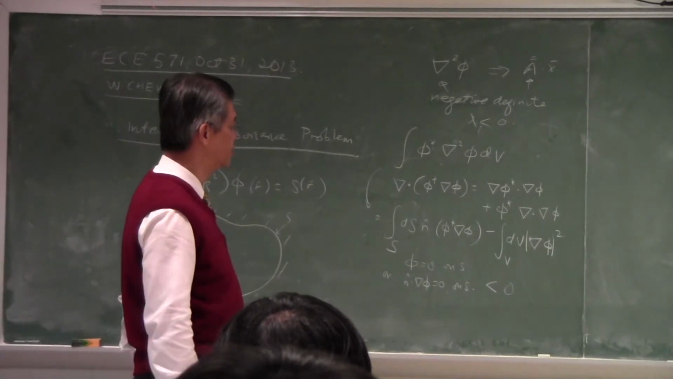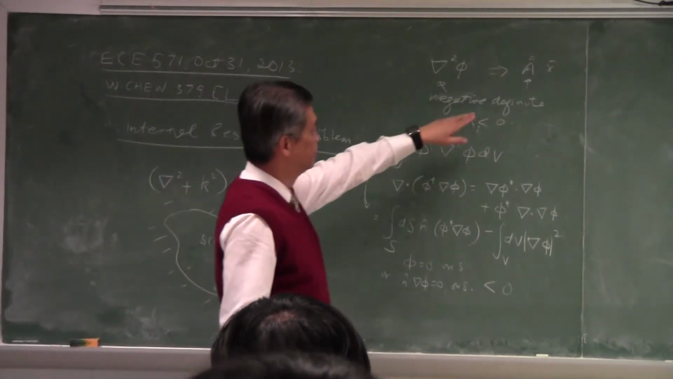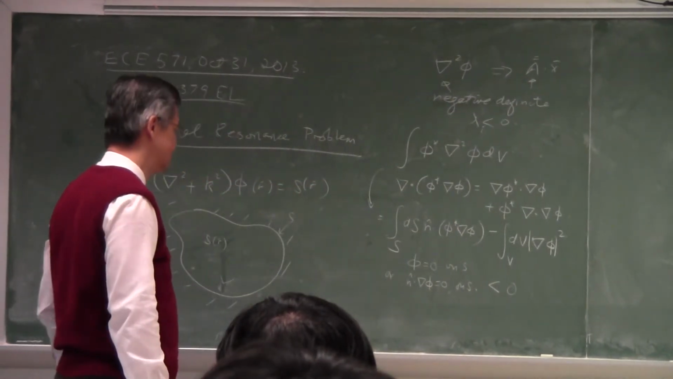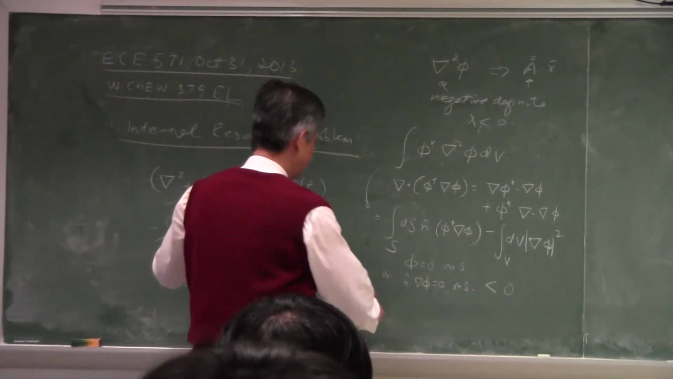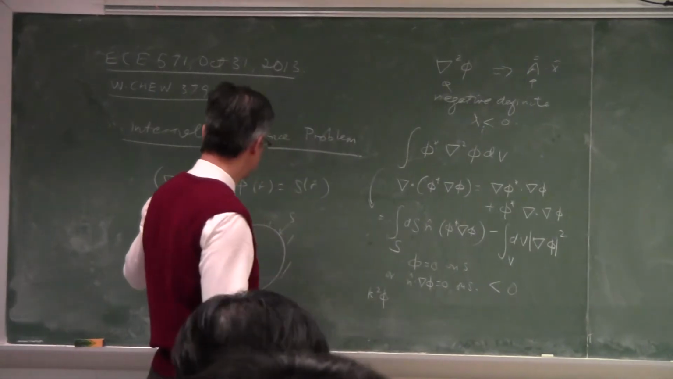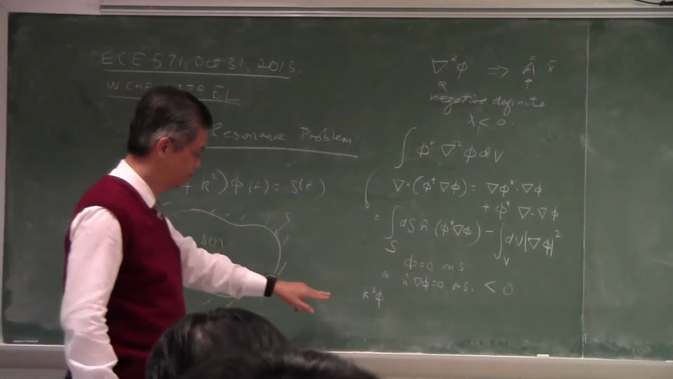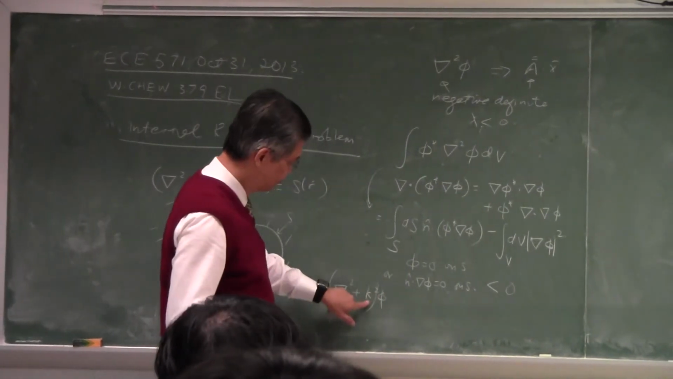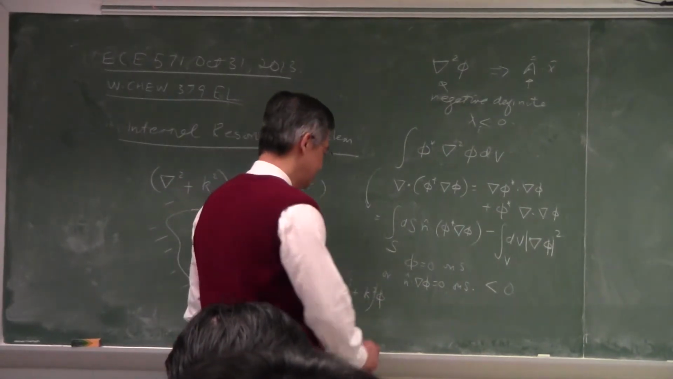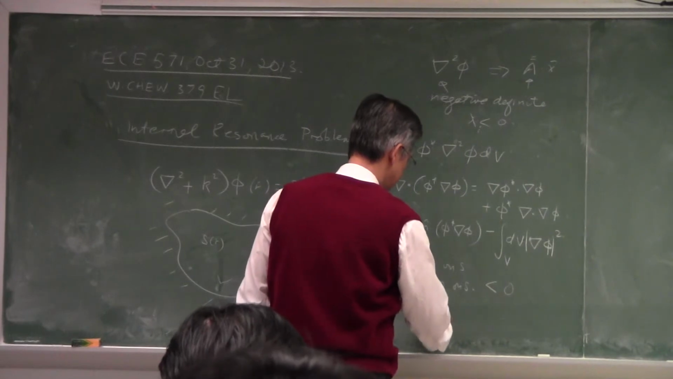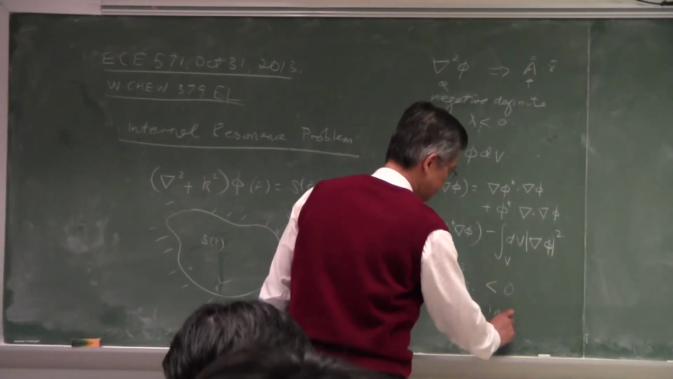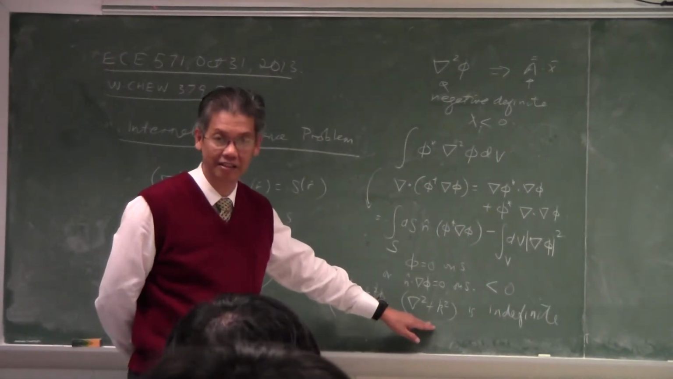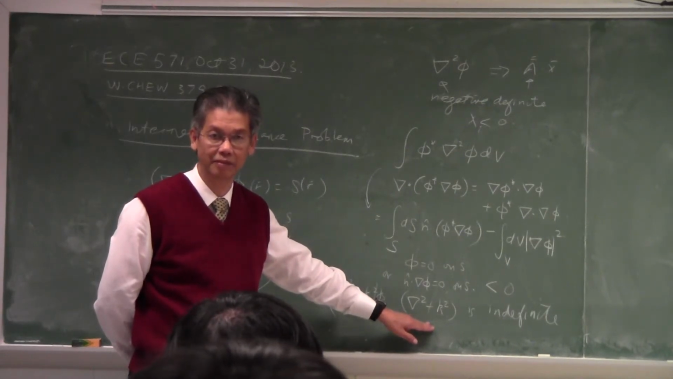So you can easily prove that this operator is negative definite, which means that the eigenvalues of the discretized Laplacian operator are always negative. But then k²φ is always positive definite, if k is a real number. So this is positive definite, this is negative definite, and together it becomes indefinite. So the Laplacian operator plus k² is indefinite. Indefinite means that sometimes the eigenvalues can be negative, sometimes the eigenvalues can be positive. That's what it means by indefinite.